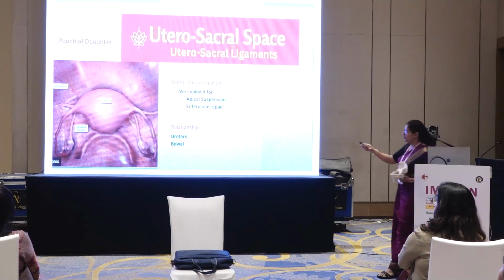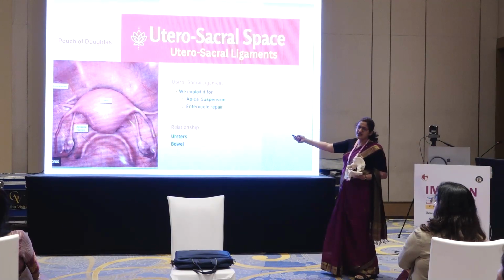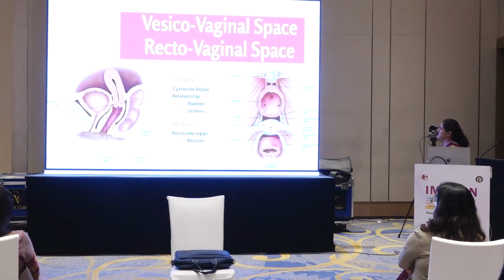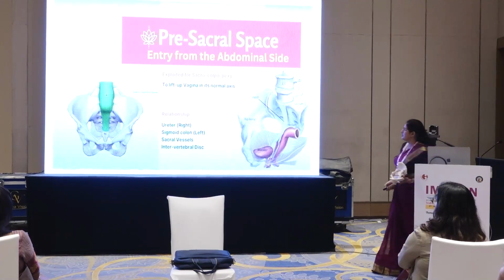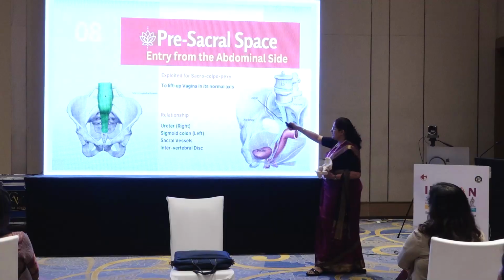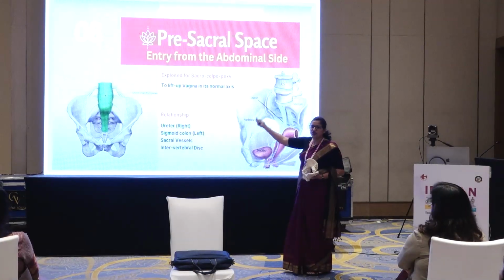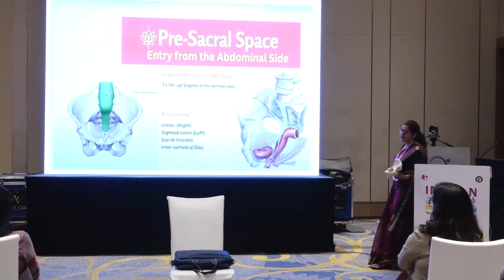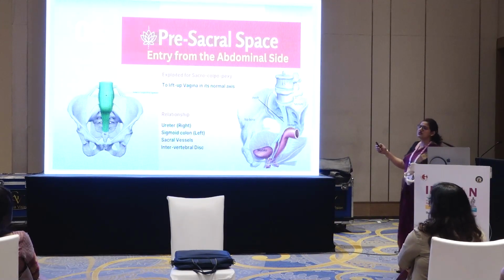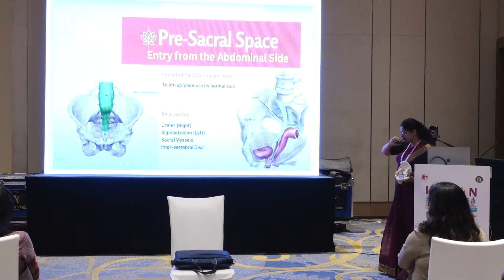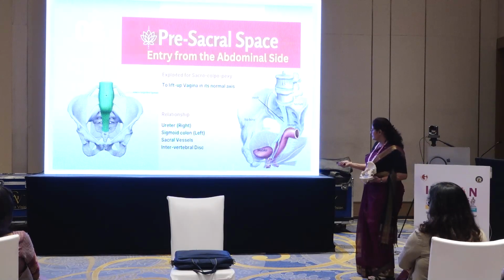Now uterosacral space, we all know its significance in culdoplasties. Here are two other spaces, vesicovaginal and rectovaginal space. Now this is the presacral space, which is important. Actually this presacral space can be approached through the abdominal route, either laparoscopically or by laparotomy. Here you have to use a foreign material or mesh to suspend pelvic organs.